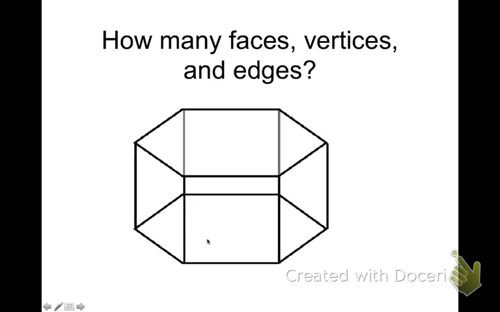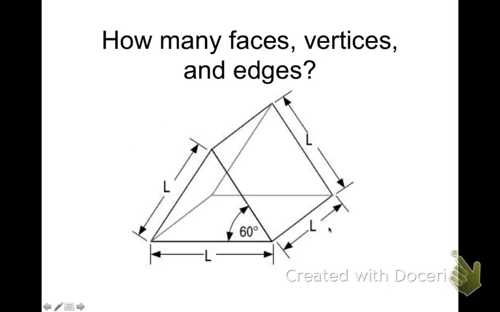Okay. That one's kind of hard to see the three-dimensional of it. How many faces? 1, 2, 3, 4, 5, 6, top and bottom, so 8. Good. This one looks weird because there's no dottedness to it. How many edges? 18 edges? Good.